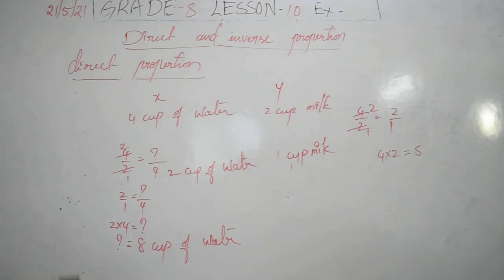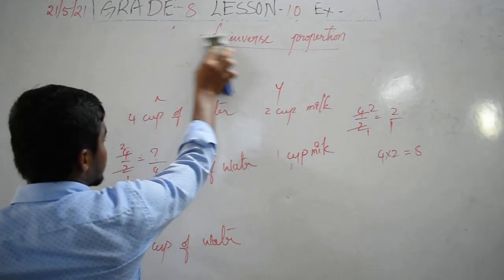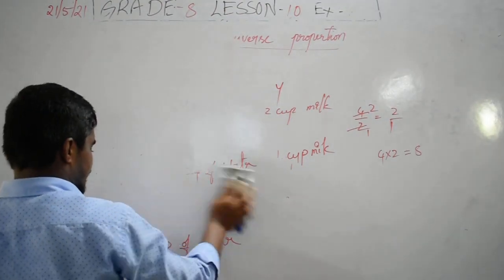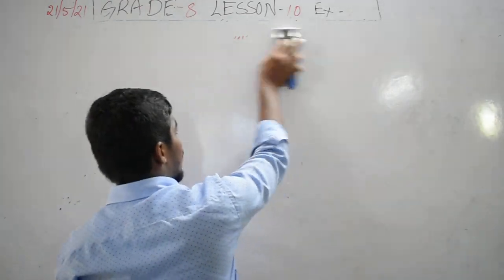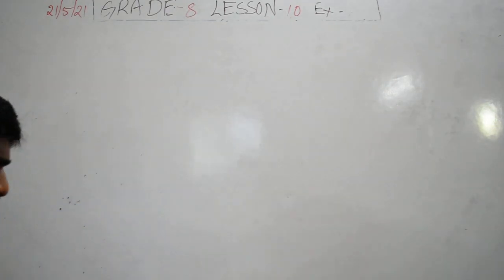See, that is a direct proportion. Two quantities are increasing, or two quantities are decreasing. That is a direct proportion. Like examples, we see one or two example problems.